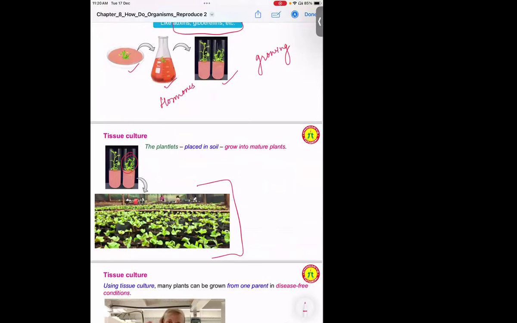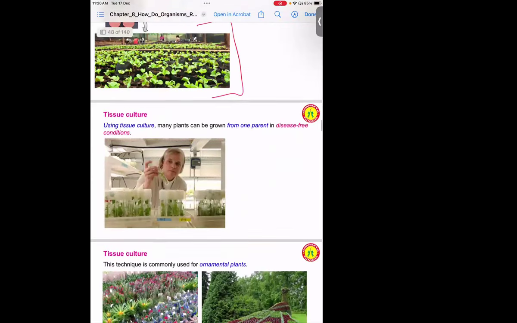As you can see in this picture, the mature plants are grown through this method. Using this tissue culture, many plants can be grown from one parent in disease-free condition. Since we are doing it artificially, we can control that isolated setup, and accordingly the plants will be disease-free.